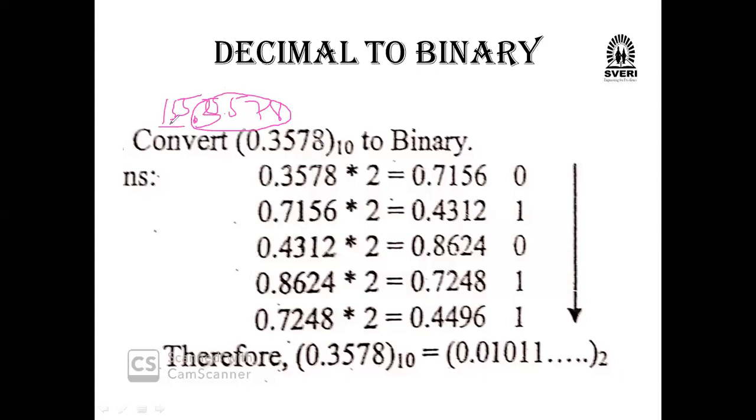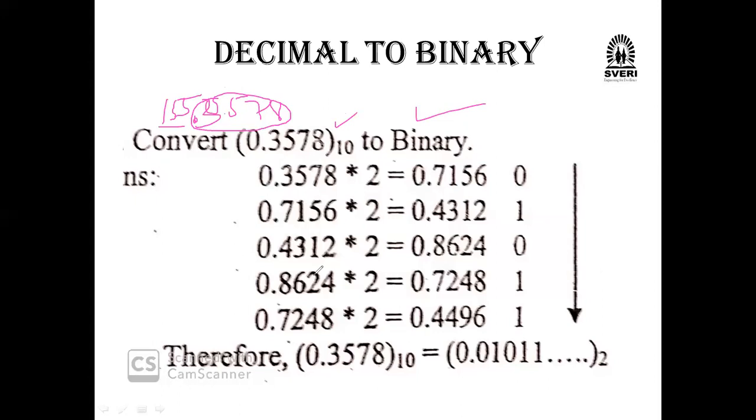This term is... we are doing the dividing system here. But if it is after the point, then the converting system should be different. 0.3578, we have to convert from decimal to binary. So we have to do multiplication here now.